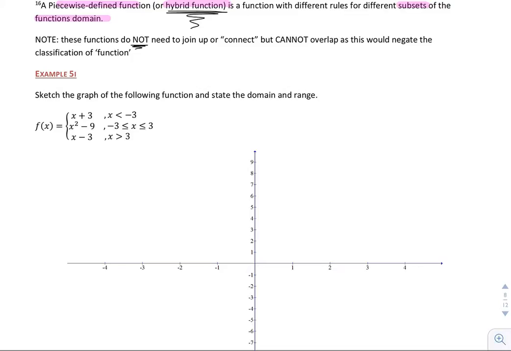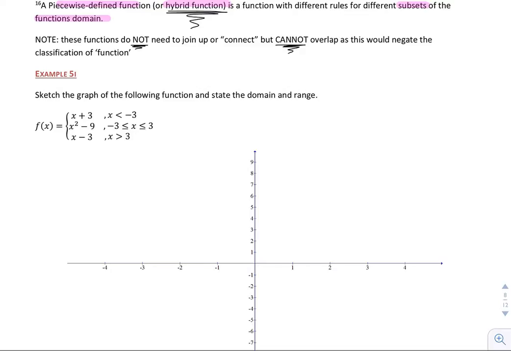Please just note that these functions do not need to join up or connect, but they cannot overlap. So on the x-axis, your graphs cannot at any point overlap, as this would, I suppose, ruin the idea of it being a function. So we have an example here of 5i, which is: sketch the graph of the following function and state the domain and range.